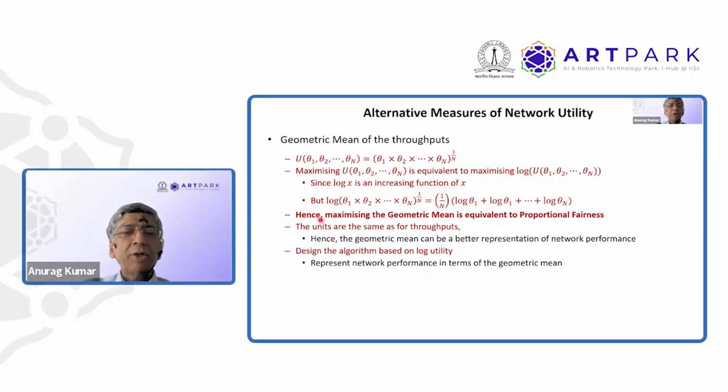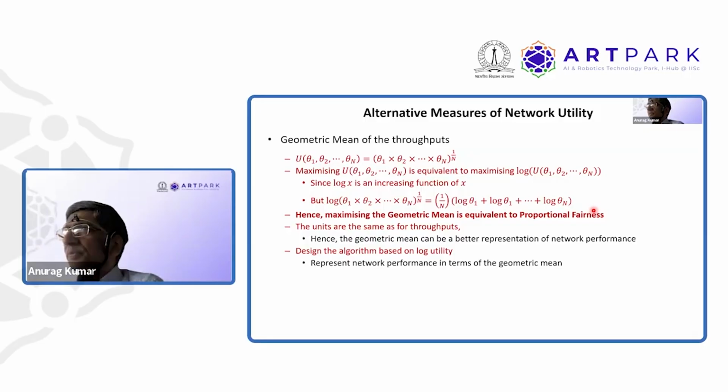Let's see what happens. You take a log, you take 1 over n, log theta 1, log theta 2, log theta n. Simple. 1 over n is a constant, doesn't really matter, throw it away, and we're back to proportional fair scheduling. So maximizing the geometric mean of throughputs is equivalent to maximizing the summation of logs. So proportional fair scheduling is equivalent to geometric mean scheduling. But there's one advantage. I often tell my lab people to do the following: do proportional fair scheduling, but report the geometric mean.